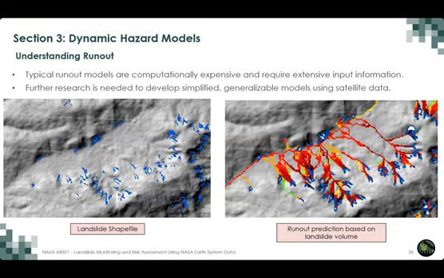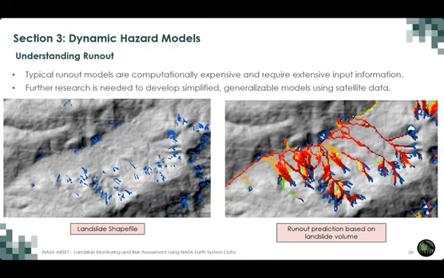And so again, building a volume-based estimate of runout relies upon a number of assumptions as well. All of these things together basically tell us that further research is certainly needed to develop more simplified, generalizable models, particularly if we're thinking about satellite data. Runout typically is something that is best assessed using ground-based and localized assessment.